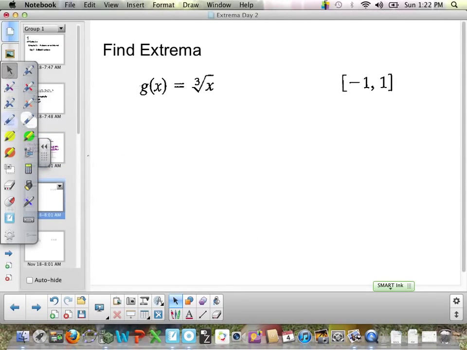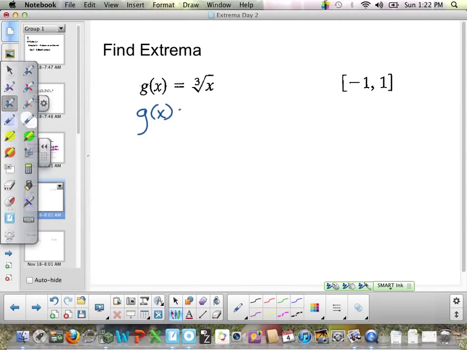Find the extrema. G of x equals the cube root of x, all right? So this is continuous because you can take the cube root of any number, even negatives, because it's an odd root. We'll start by taking the derivative. I'm going to rewrite this as x to the 1/3. So then my derivative would be 1/3 x to the negative 2/3.